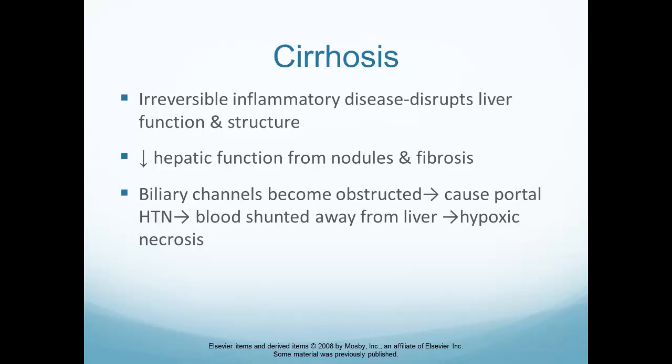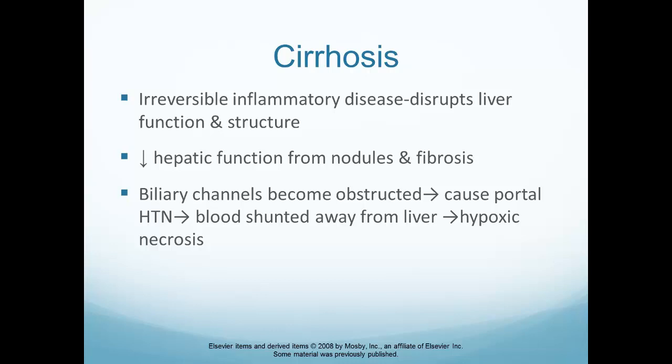So cirrhosis is the situation where we have an irreversible inflammatory disease that disrupts the liver function and structure. So we're not only disrupting the function, we're also disrupting the structure of the liver. The structure of the liver becomes altered because fat is starting to build up and the entire liver is starting to change, not only in its function but also in its structure.